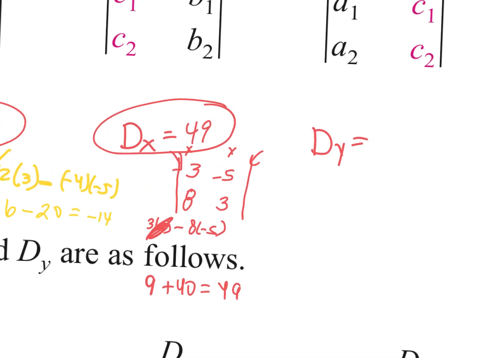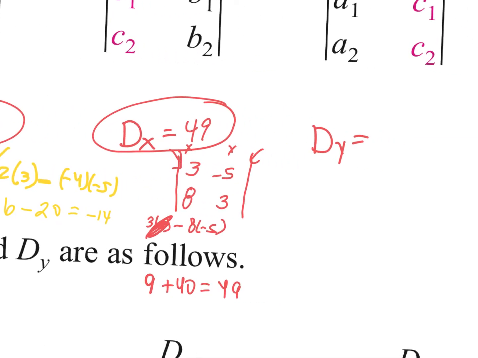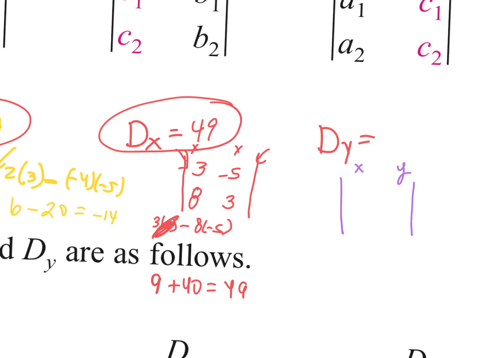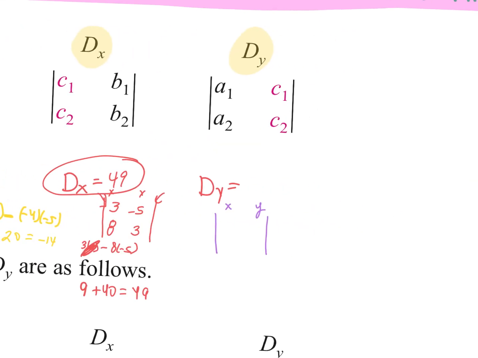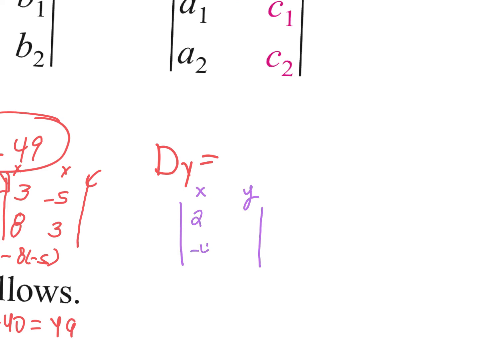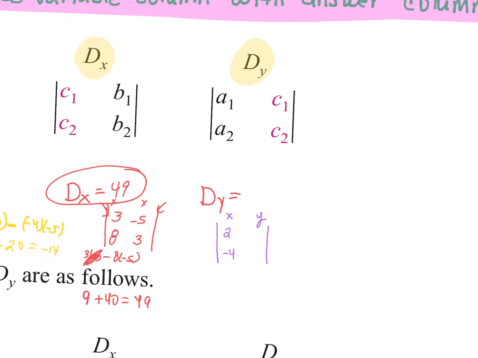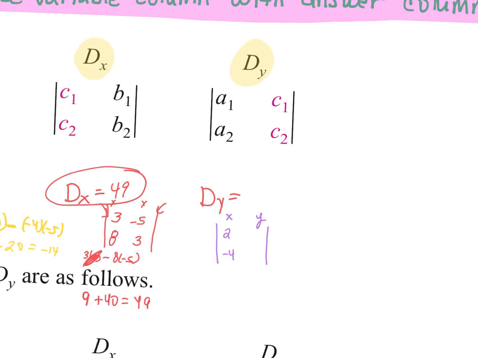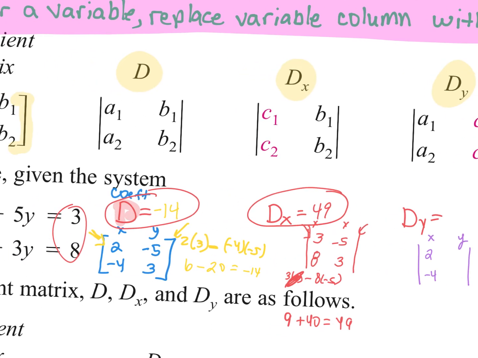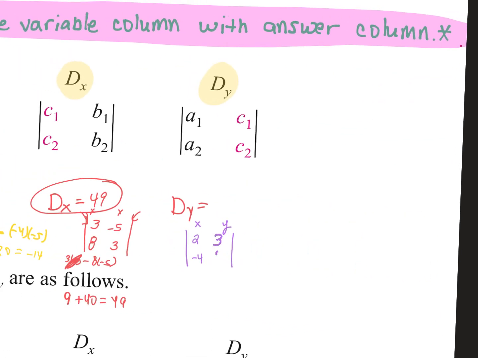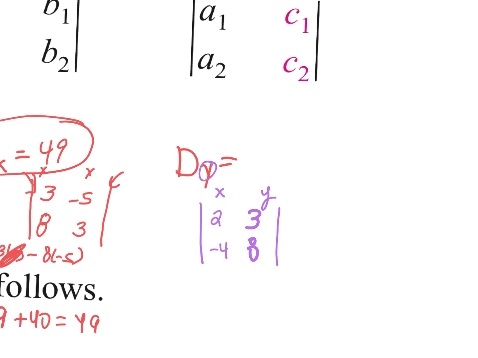Now I'm going to do the same thing, but instead of finding D sub X, I'm finding D sub... What letter am I finding? D sub Y, right? I have my little Y. So what are the X coefficients from here? 2 and? Okay, 2 and negative 4. So 2 and negative 4. Now I'm trying to find Y, so what do I plug in for the Y column? The answers, right? What are the answers? 3 and 8. So 3 and 8. Whatever little variable you're trying to find, that's where you put the answers.